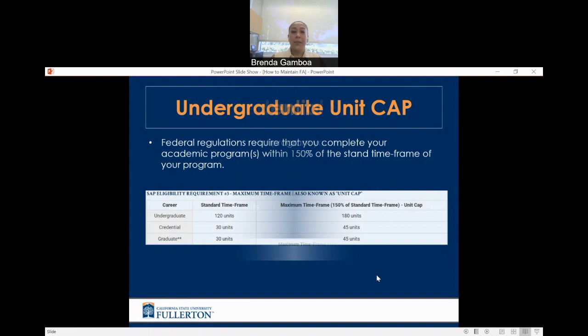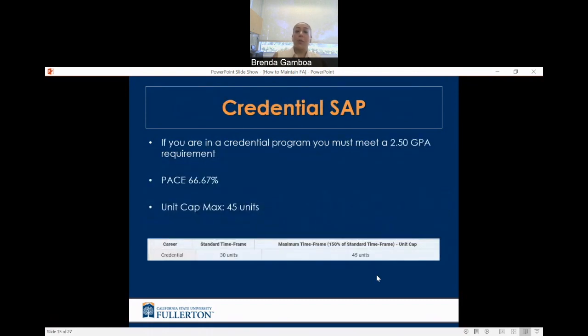For credential students, if you are in the credential program, your GPA requirement is 2.5. The PACE remains the same, 66.67%, and the unit cap for credentials is 45 units. In order for you to get your credential, you need to complete 30, but you are given an extra 15 if anything does happen. But the maximum is 45. If you are taking over 45 units in your credential program, then you're no longer eligible for financial aid.